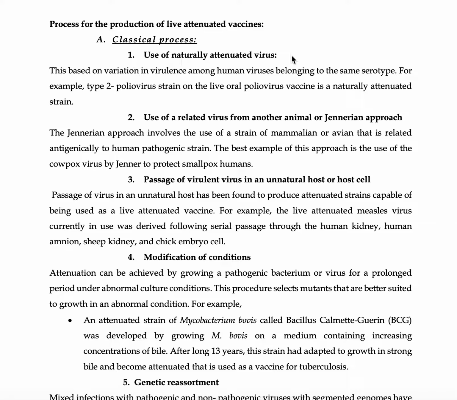First, use of naturally attenuated vaccine. This approach is based on variation in virulence among human viruses belonging to the same serotype. For example, the type 2 poliovirus strain in the live oral poliovirus vaccine is a naturally attenuated vaccine. I mean, the poliovirus vaccine which is used is actually a naturally attenuated live vaccine. However, if we want to get a naturally attenuated virus, we really have to be very lucky.